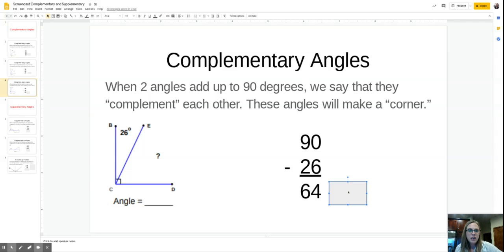So with these complementary angles, again, the important part to remember is that they should add up to 90 degrees and make that corner. That's kind of the hint to remember. So hopefully this will help you remember complementary angles. You're going to get a chance to try some of these on your own now.